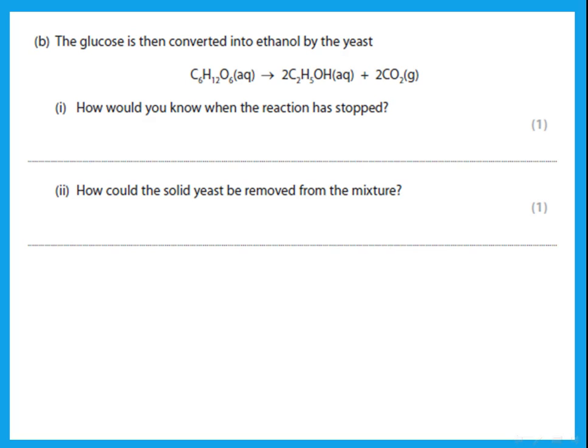How would you know when the reaction has stopped? Remember that we said if something gives off a gas, the reaction stops when there are no more bubbles of gas. How could the solid yeast be removed from the mixture? How do you remove an insoluble solid from a mixture? By filtration.